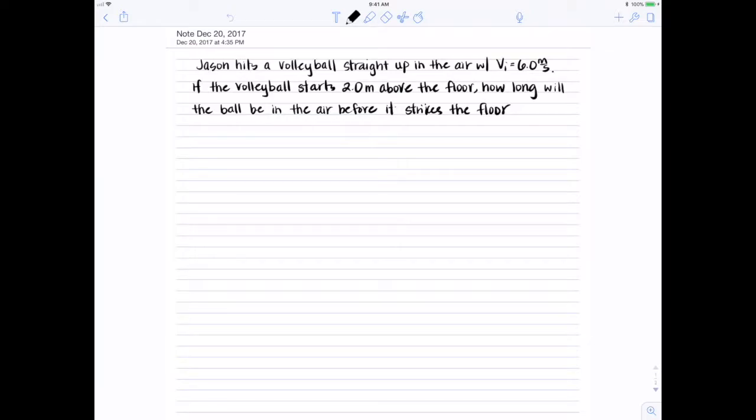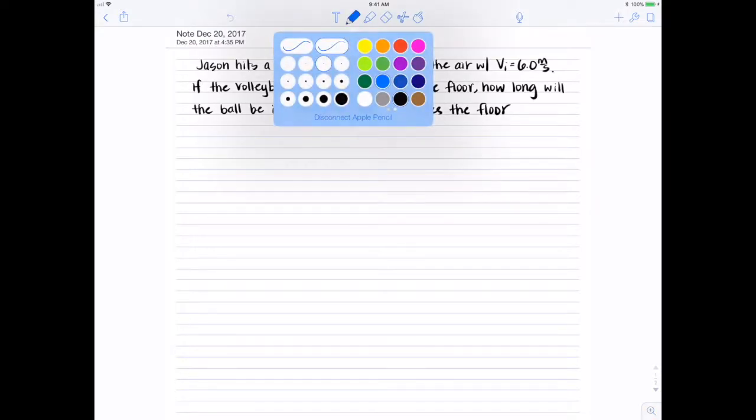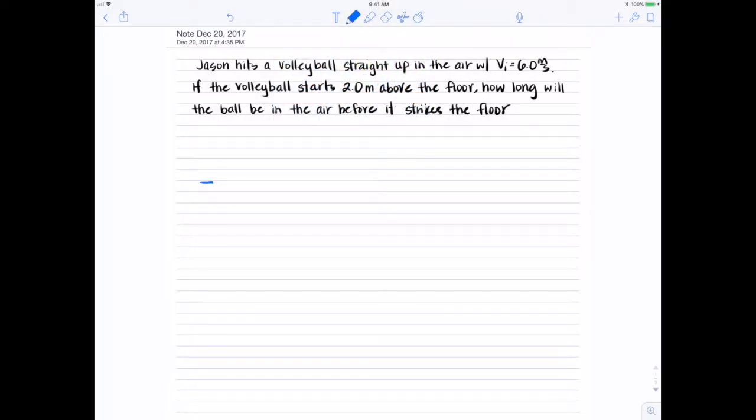Okay, so here's our review question written with a little more clarity. So let's go ahead and solve this one. So here we are, 2 meters above the floor. A volleyball is hit straight up. V initial is 6 meters per second. I know here at the peak, V_f is 0 meters per second. The ball falls back down to the floor, and we want to know what is the total t.